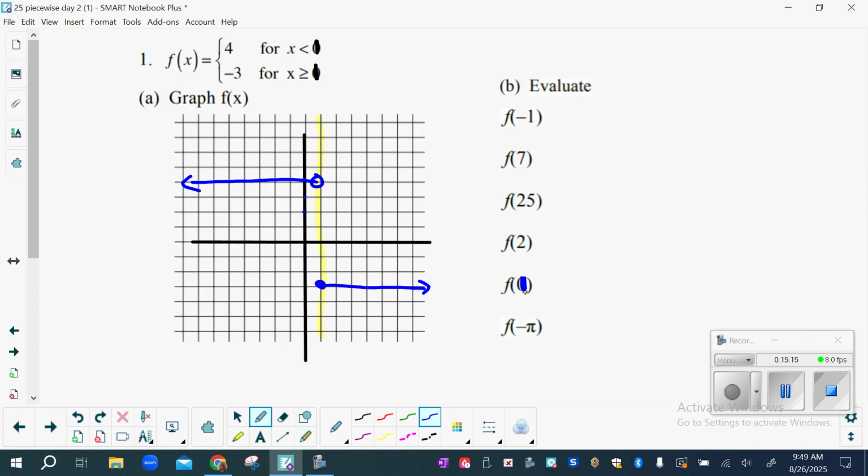And here's how you decide. You're going to do it like this. You're going to plug in -1. And look, the answer, 4, and you're done, right? That's as easy as it is. So if you were going to plug in 7, you're going to come over here and go 1, 2, 3, 4, 5, 6, 7, and your answer is going to be -3.